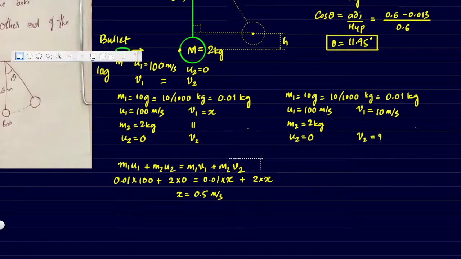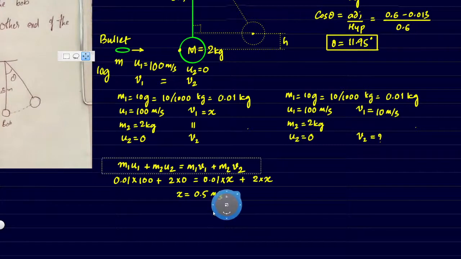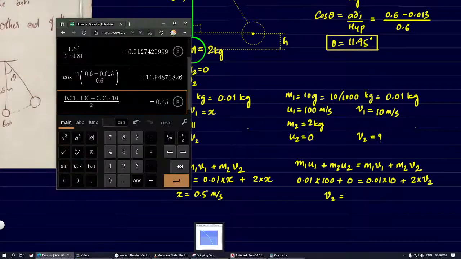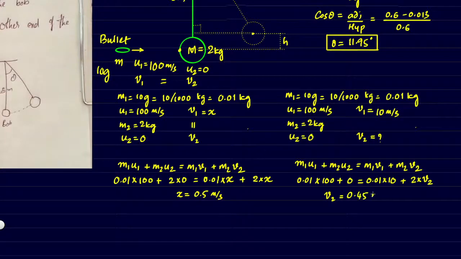We'll have to apply the same formula, the conservation of momentum principle again, and we need to substitute the values here. The left side is 0.01 times 100, plus 2 times 0, which becomes 0. On the other side, we have 0.01 times velocity v1, that is 10, plus m2, which is 2 kgs, times the velocity v2, which is unknown. So here we'll have to find the velocity v2. When we substitute in the calculator, we get the velocity v2 as 0.45 meters per second.